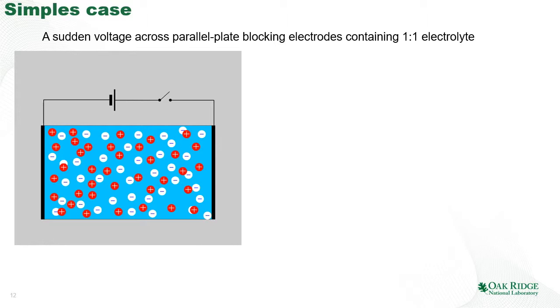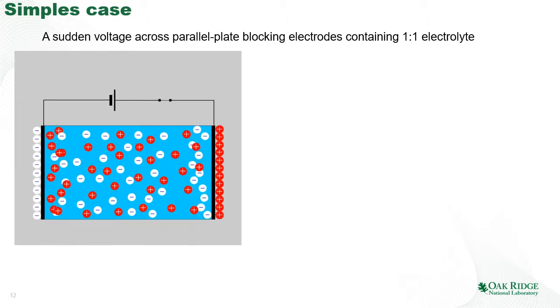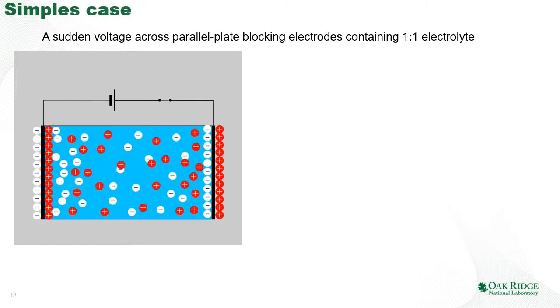So what are the relevant length scales? Let's consider a simple case of a binary electrolyte positioned between two blocking electrodes. Blocking electrode means that the ions cannot cross the boundary from the solution into the solid. They can only accumulate next to the electrode. At the same time, electrons can cross the boundary if they want to. So this is the schematic of the processes.